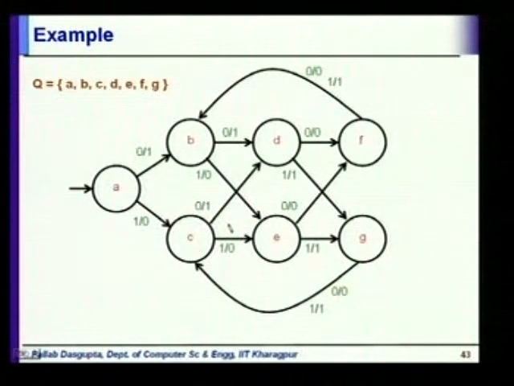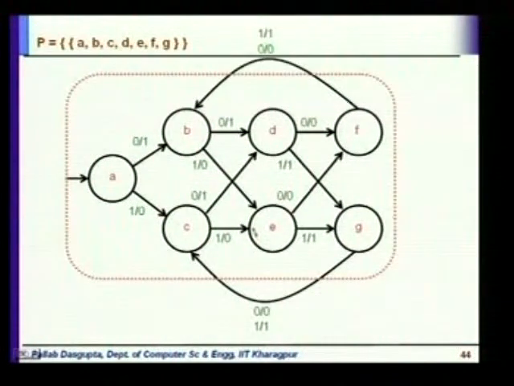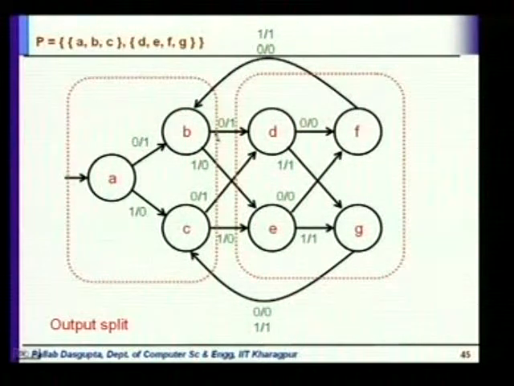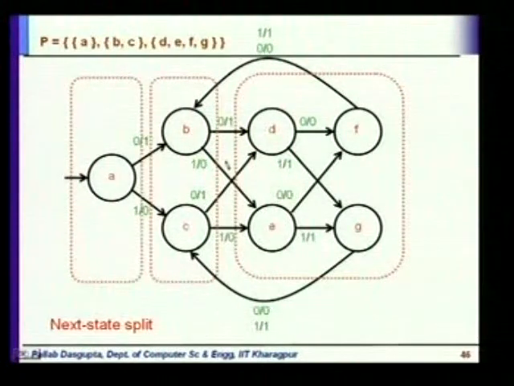You can go through these slides, they are available. So basically we first do an output split, because you see the output on these ones produce 0 as the output on input 0, and these ones produce 1 as the output on input 0. So we split it up. Then we do a next state split based on this one, because see these outputs are going to different classes like this. So this one gets split up based on the next state split.